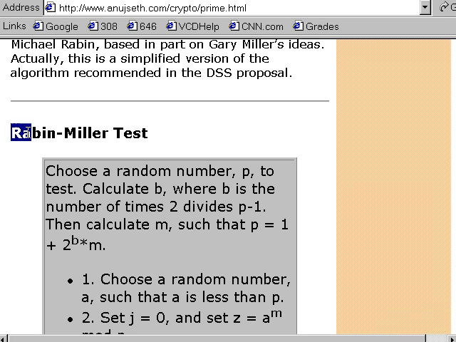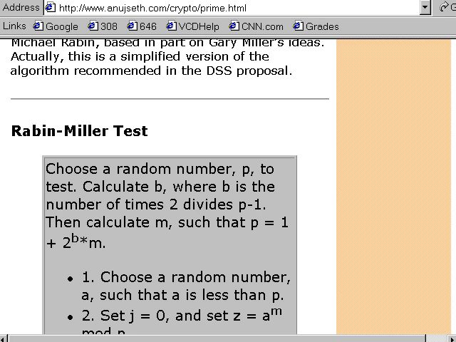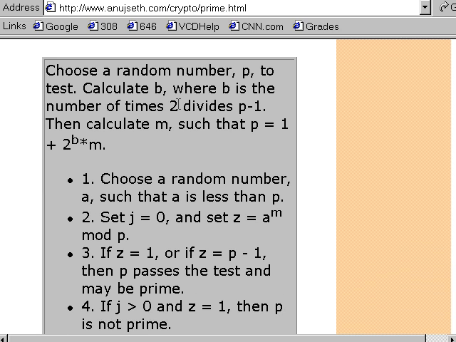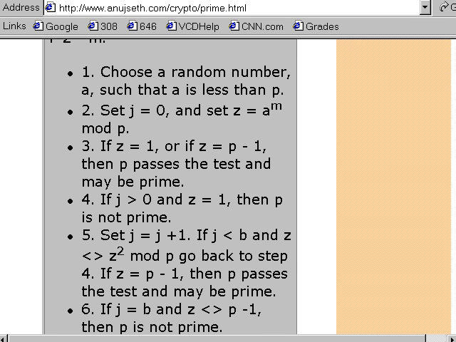So the idea of this prime number generation, and this is one of the recent tests, the Rabin-Miller test, it says pick a number at random to check, and then calculate the residue b, where b is the number of times 2 divides p minus 1. So p minus 1 is equal to 2 to the b times m. So b is the exponent, so it's the number of times 2 appears as a factor. So you've got this number b, and then you choose another random number that's less than p, and then go through this step here.